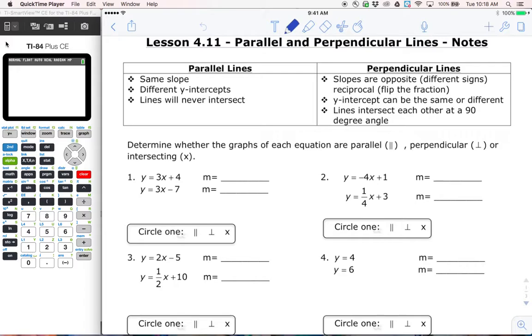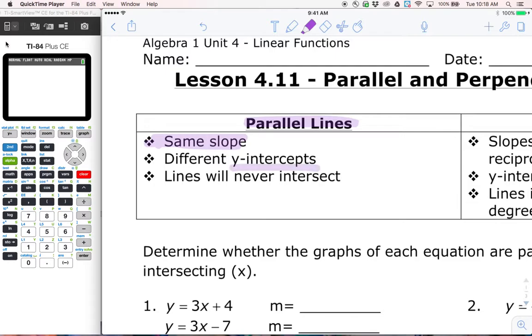Lesson 4.11, Parallel and Perpendicular Lines. One of the very most important things to remember when we're talking about parallel lines is that for parallel lines, the slopes are always the same. It's very important to understand that the slopes are the same, but they don't have the same y-intercepts, right? Because if they had the same slope and the same y-intercept, they'd be the same line, all right?